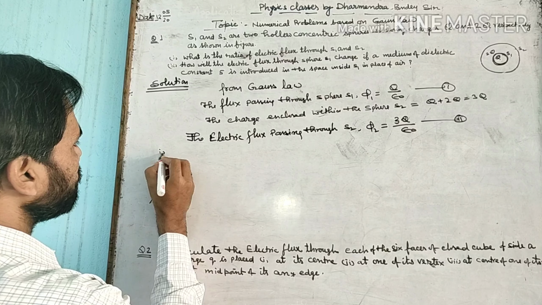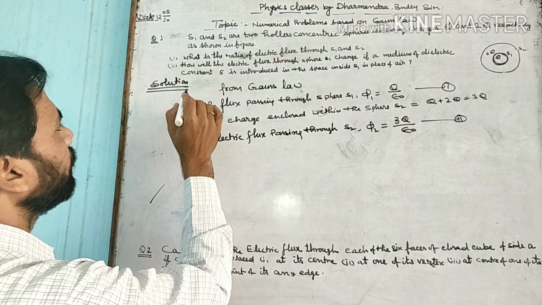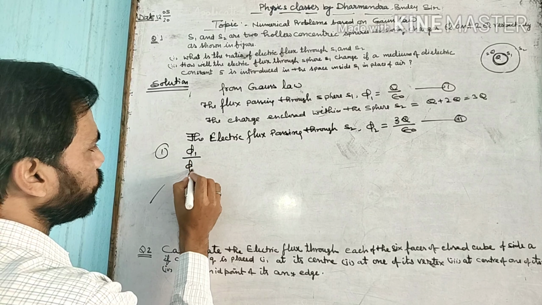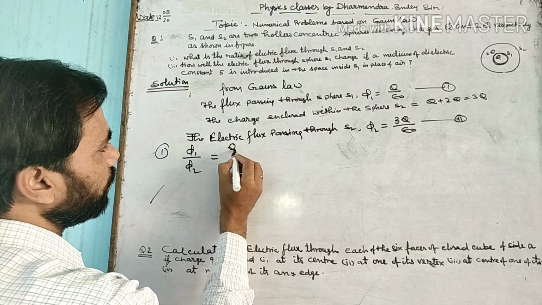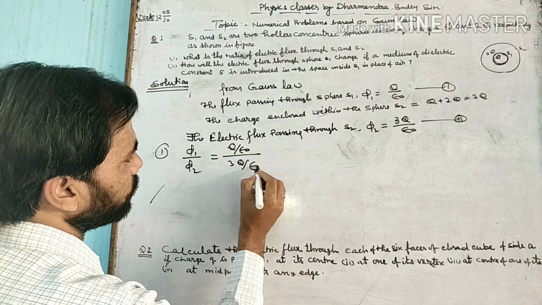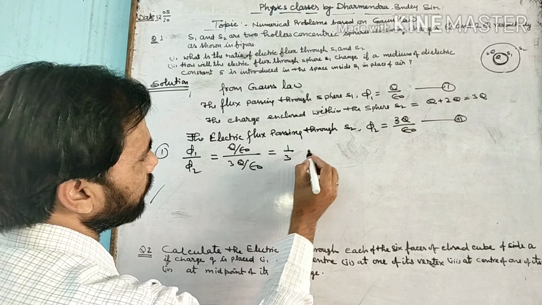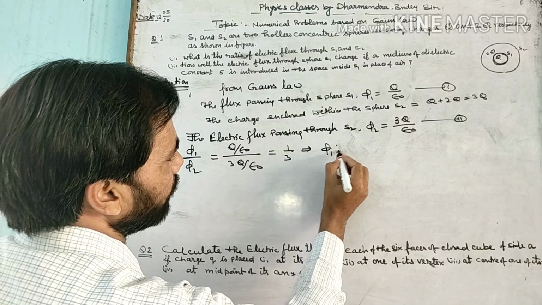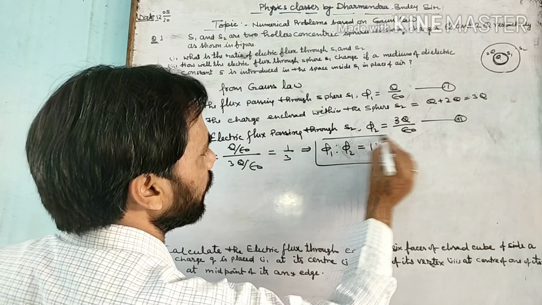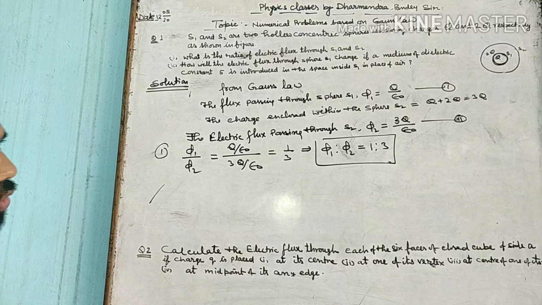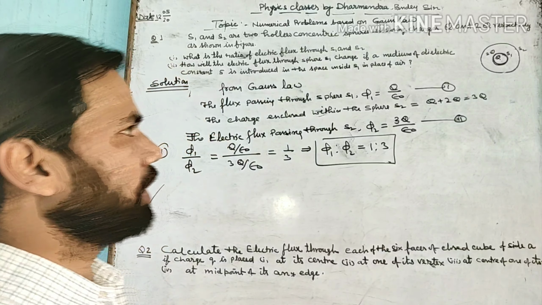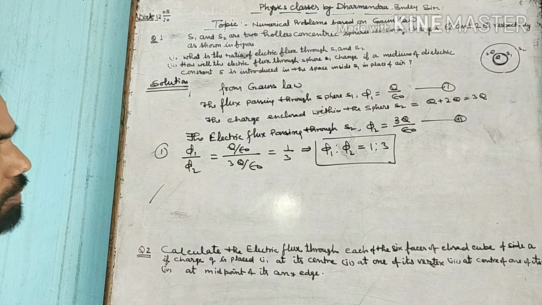So the first part: phi 1 upon phi 2 is Q upon epsilon 0 upon 3Q upon epsilon 0, that is 1 upon 3. So we have phi 1 is to phi 2 is 1 is to 3. It means more flux is passing through the second sphere S2 and comparatively less flux is passing through sphere S1.